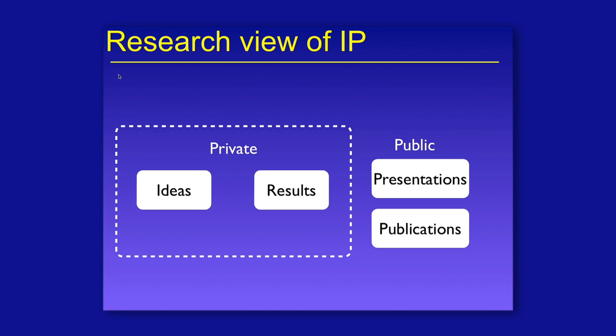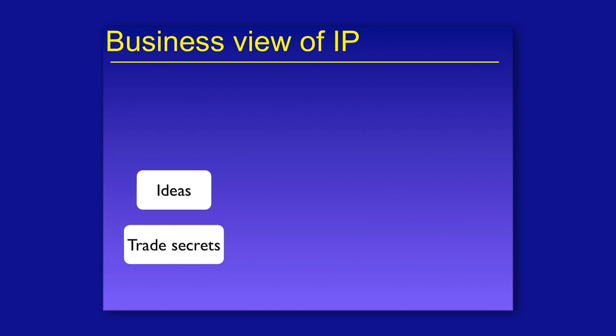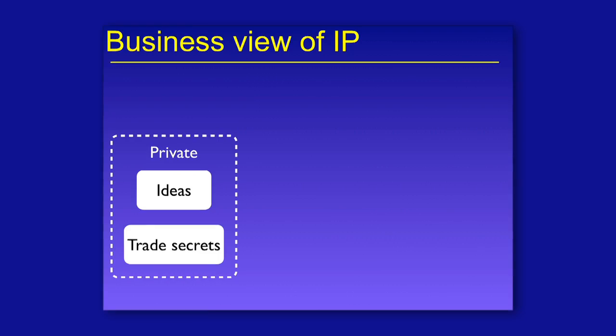Well, the business model is a little bit different. We have ideas, and then when we have something that is potentially of commercial value, we have it as a trade secret, that we're keeping secret. We don't tell other people what it is. And those are private. Now, trade secret is a type of strategy for management of intellectual property. But it's a little bit of a risky one, because if the secret gets out, even through some illegal means, you've lost any protection from trade secret.